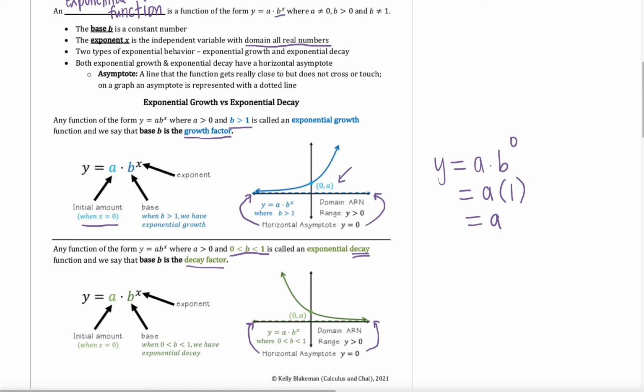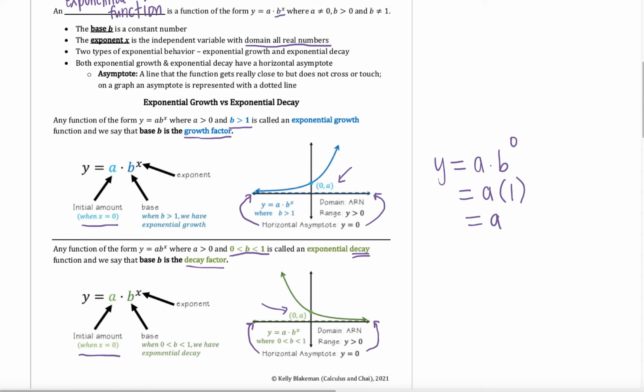Just like before, if I sub in x equals 0, even if my base here is less than 1, anything to the 0 power is equal to 1. So both of these have the same y-intercept at 0, a. Now, of course, we can change the value of a. That's going to change and will stretch or compress our graph here.